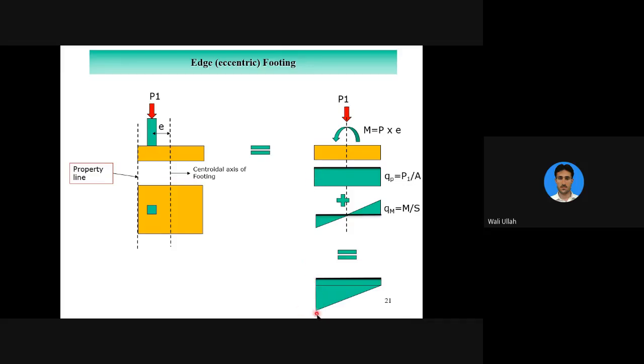Here on this side the stresses will be huge because these two add up, and here the stresses would be less because they cancel. Here the stress would be equal to P1 by A plus M over S. This is P1 over A minus M over S. So you can see in this eccentric footing, the stress on the soil is unequally distributed. On one side, the soil is subject to huge stresses.